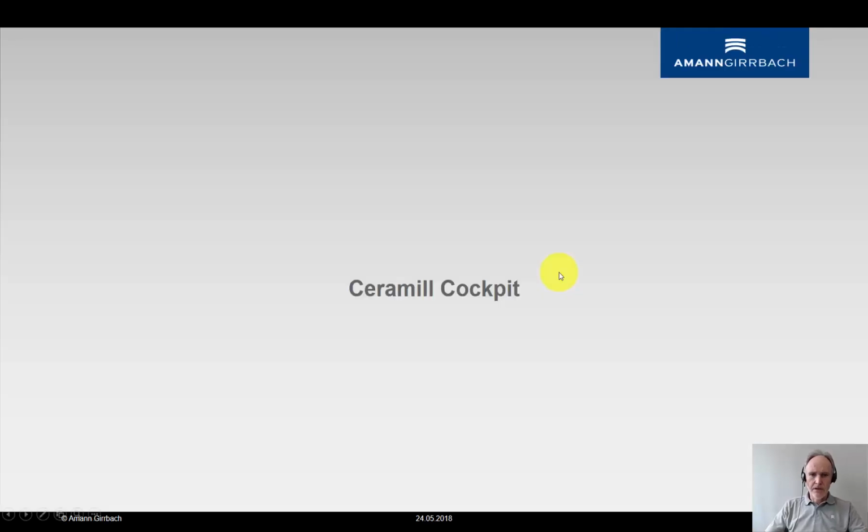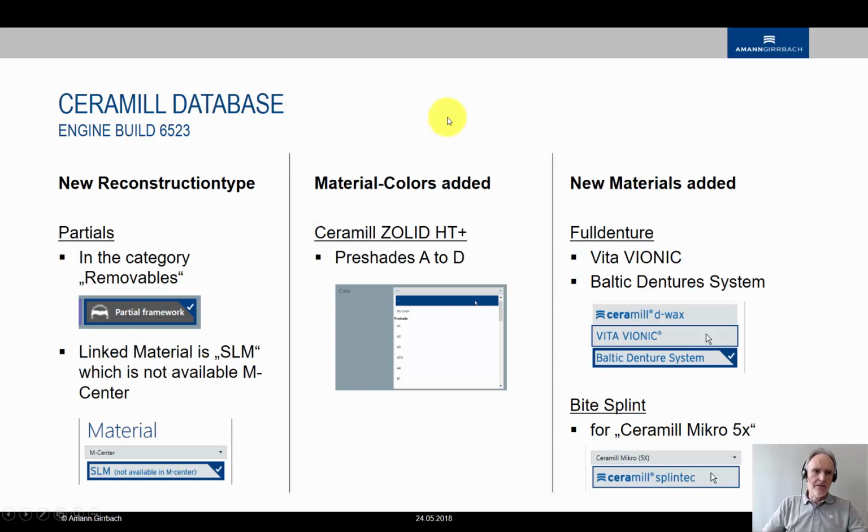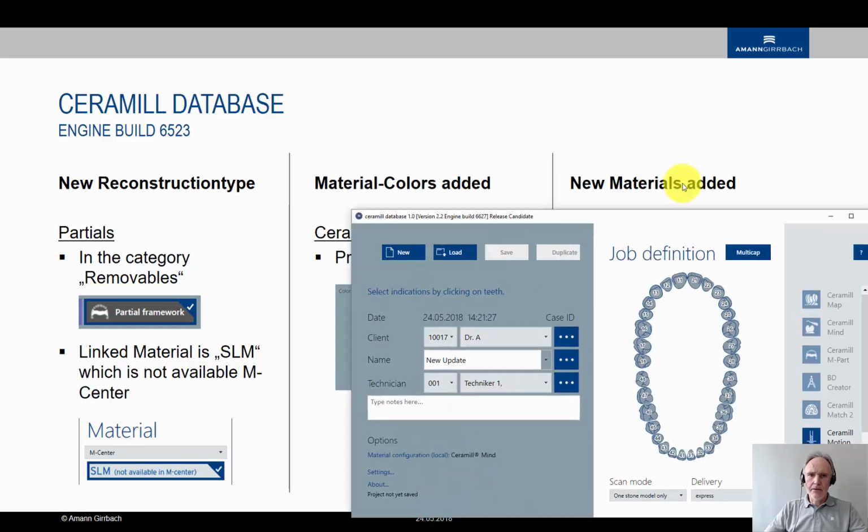And now let's go to the Ceramill Cockpit. In the database we have a new reconstruction type. It's called partial framework and it's in the category removables. The linked material is the selective laser melting SLM, which is not available in the M Center. I show you in the database how it looks.